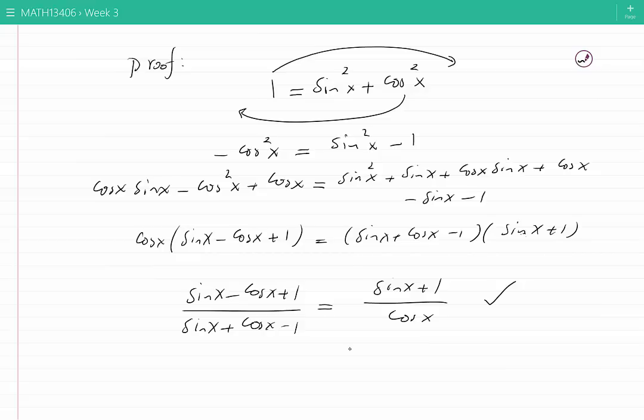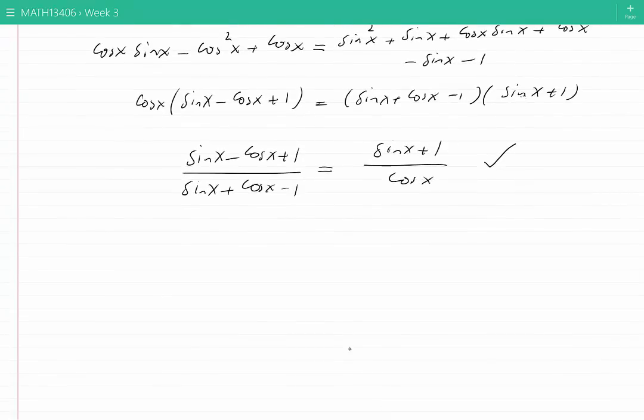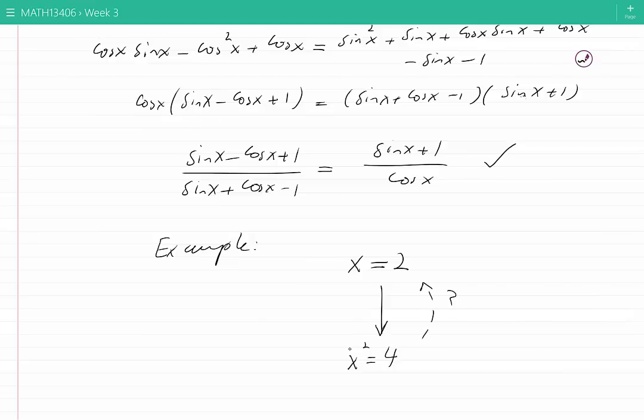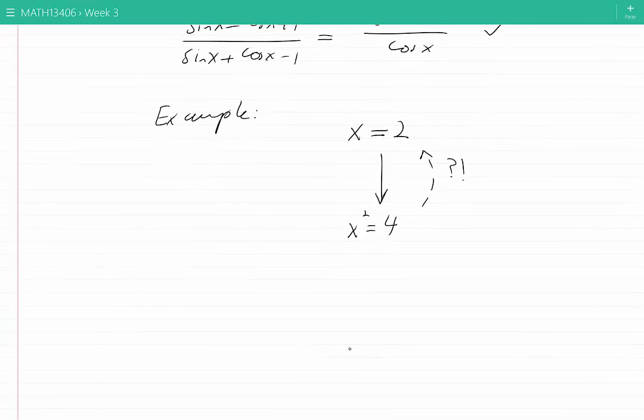Now, to show you that we really need to always demonstrate that we can repeat the steps backwards, I would like to mention an example. Let's imagine x is equal to 2. From this statement, we can conclude that x squared is equal to 4. But are we allowed to go backwards? I mean, if x squared is equal to 4, can we claim x is equal to 2?